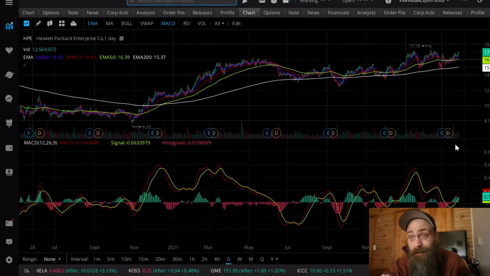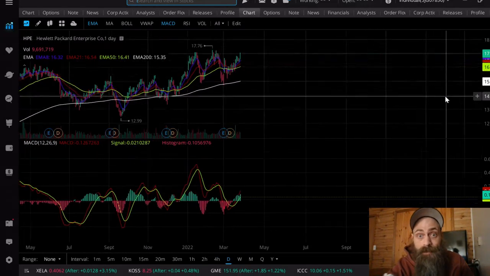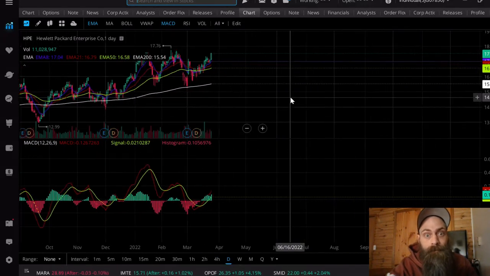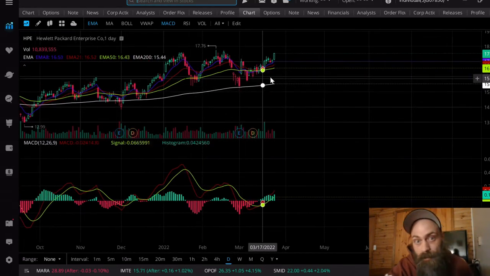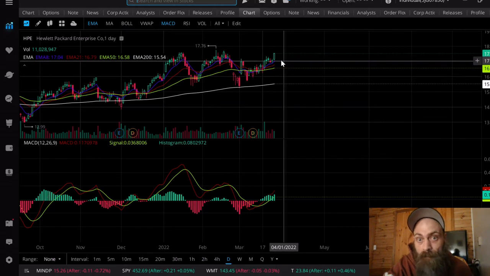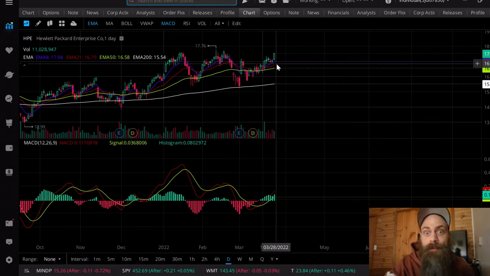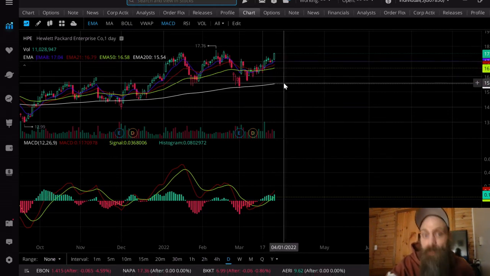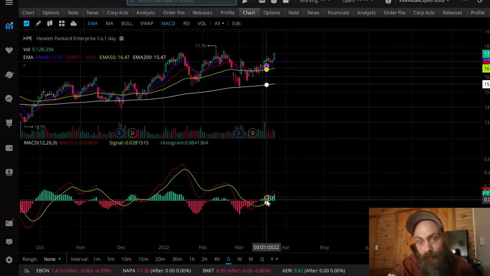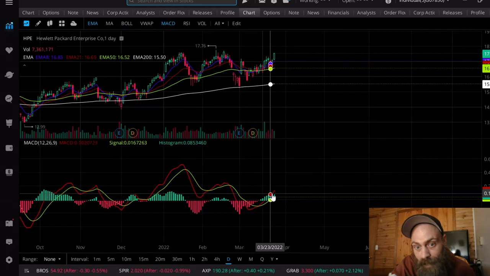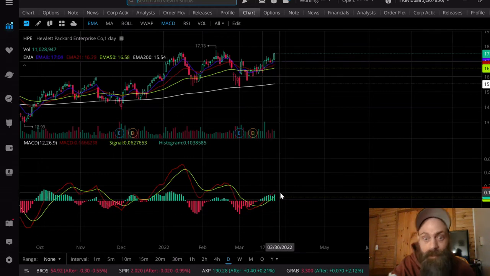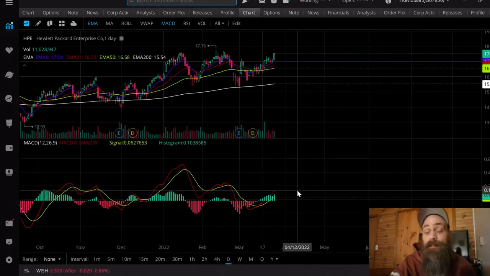Now, if we take a look over here at present day, everything is looking really good for this Hewlett Packard. We can see that we are above our 8-day. We are above our 21, 50, and 200 day. We have come up past this zero. We are pulling away really fast for these histogram bars. This is where I would take a position into this.